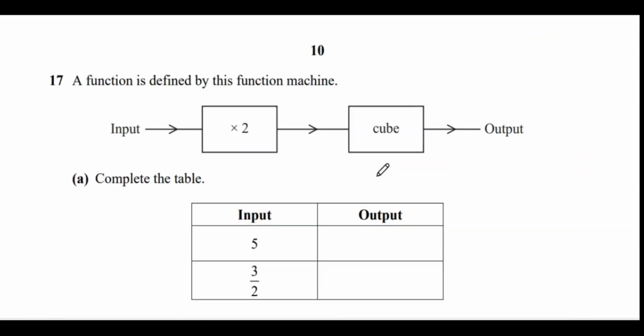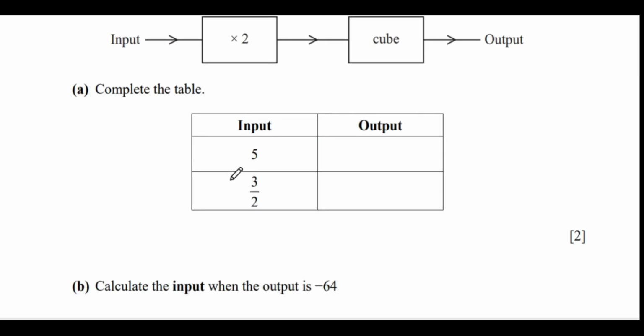Okay. So moving on to the next question, they say that a function is defined by this function machine. Whenever you input a number, you multiply it by 2. It goes to the next box. You take the cube, then you now have an output. Okay. So let's take that initiative to solve for input of 5. When you input 5, 5 times 2 will give us 10. So 10 coming here, 10 cube will give us 1000. So we have 1000 here. 10 cube means 10 times 10 times 10, which is 10 times 10 is 100, 100 times 10 is 1000.